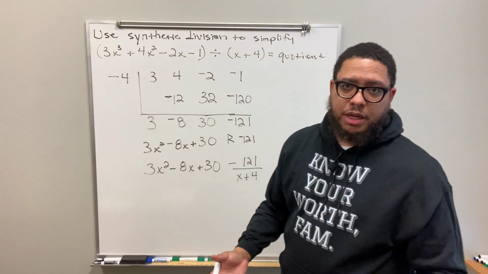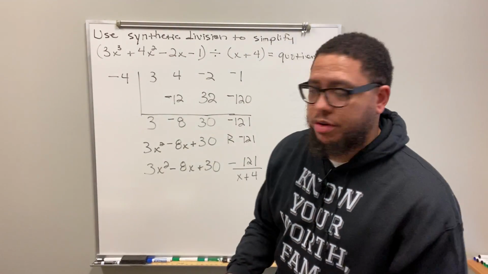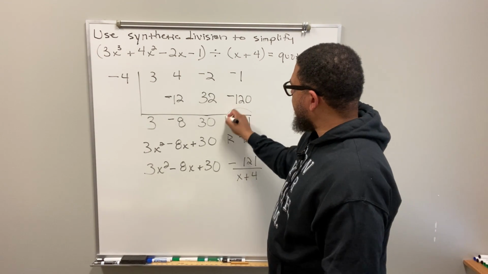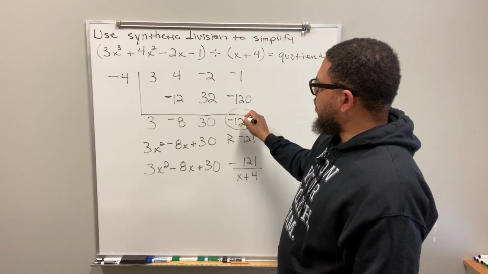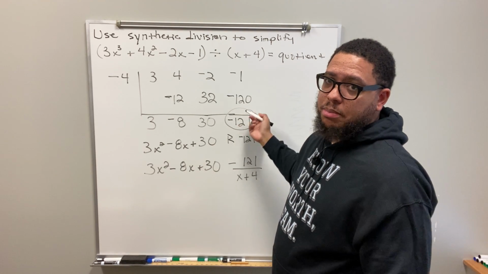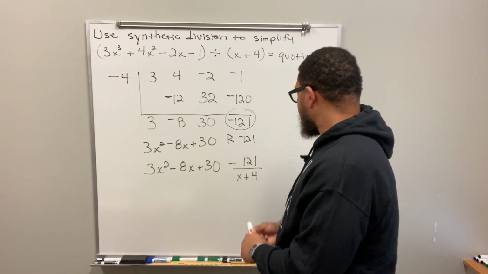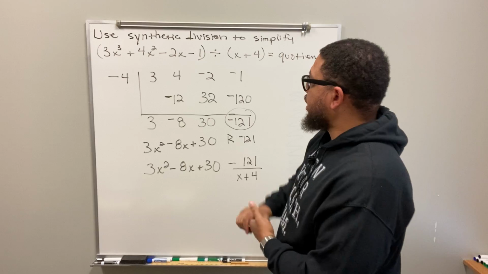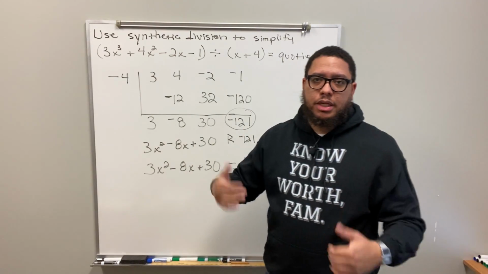There won't always be a remainder involved. And the way that you know that there's a remainder involved is the fact that this number right here is not a 0. The number that's in this space is always going to be your remainder. All right. So that's just a little bit of synthetic division. I just wanted to get into that today.